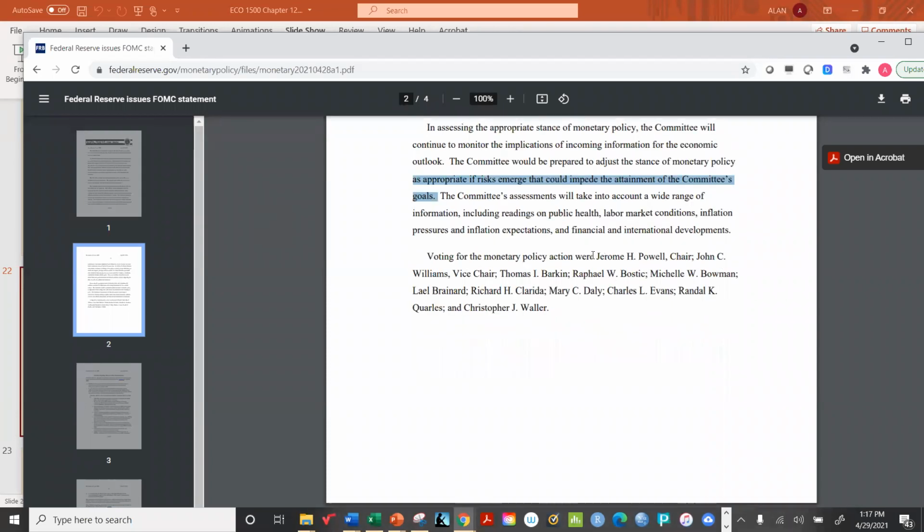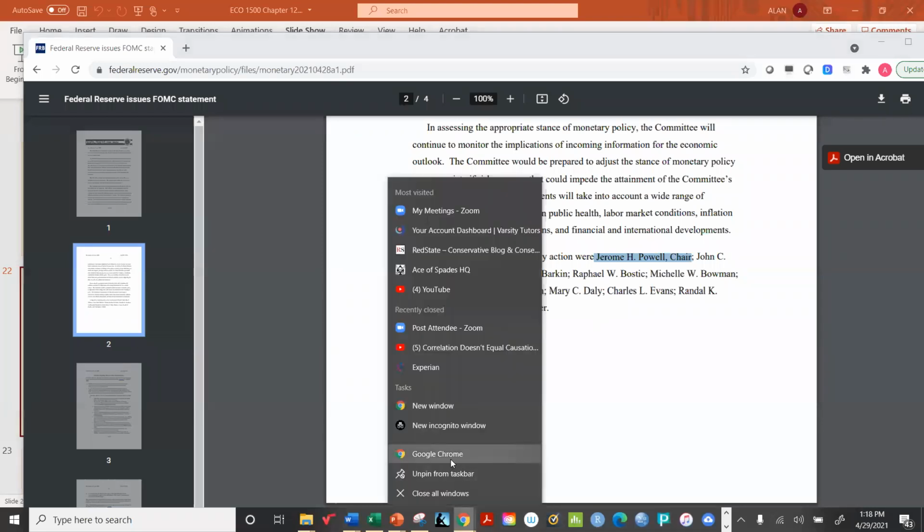Anyway, you can see there's the chairman, Jerome Powell, and there's all the rest of the members of the board, of which there are 12. As you know, 7 of these are governors, 5 of these are Federal Reserve District Bank presidents, one of which is the New York Fed president, who I'm embarrassed to admit I don't remember his name.